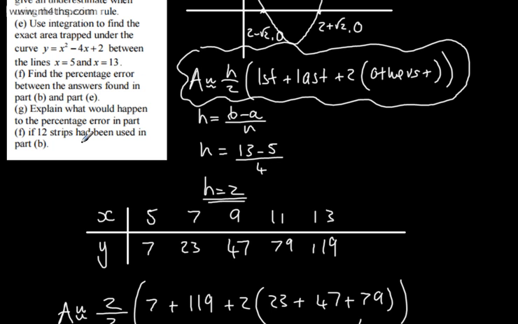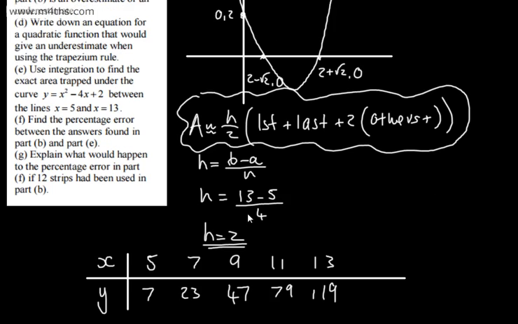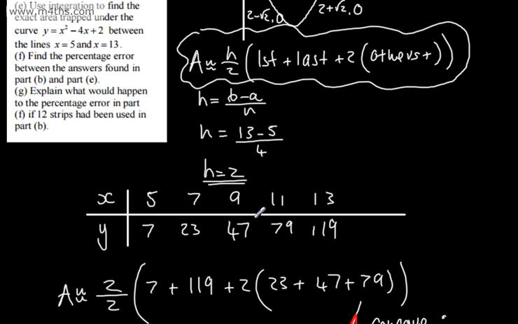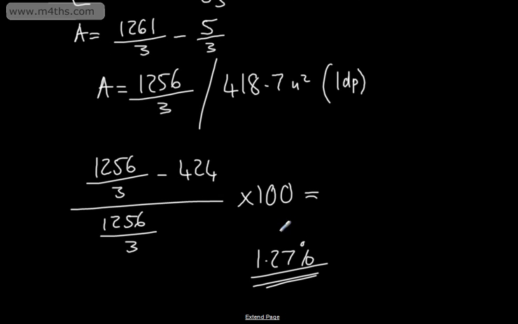Okay, in part G, we need to explain what would happen to the percentage error in part F if 12 strips had been used in part B. So in part B, we only use 4 strips. The more strips we use, the more accurate. So we can say now that the percentage error would reduce. It would reduce now for 12 strips versus 4 because we're increasing the number of strips.